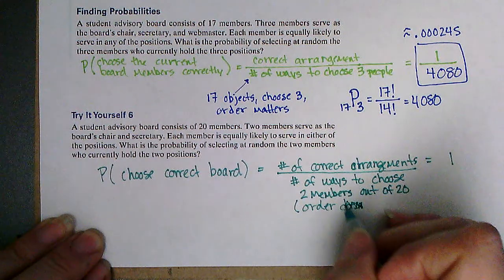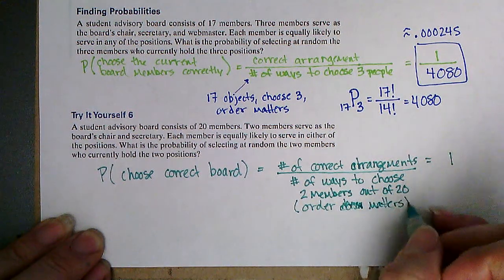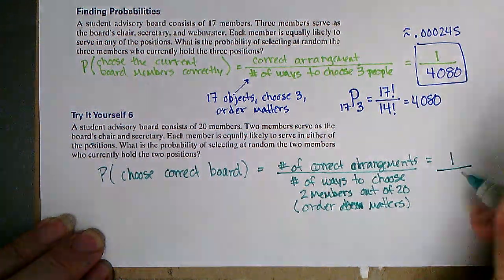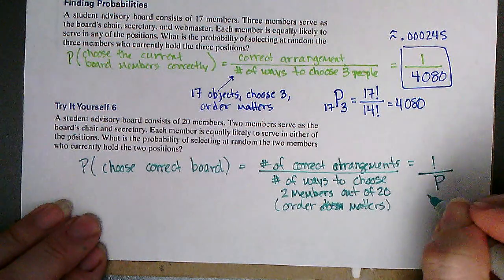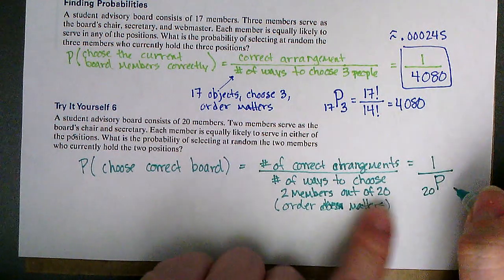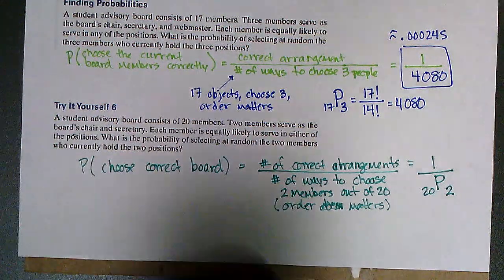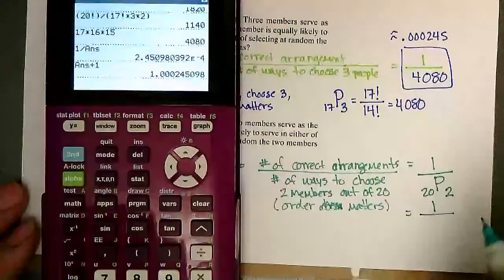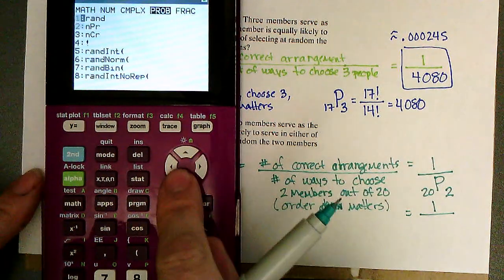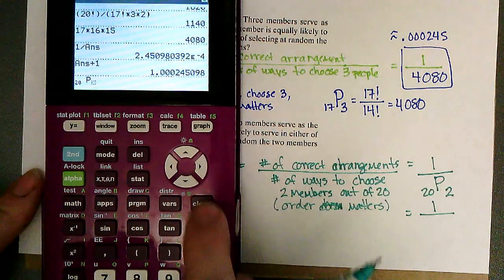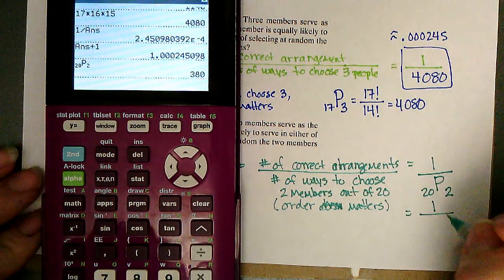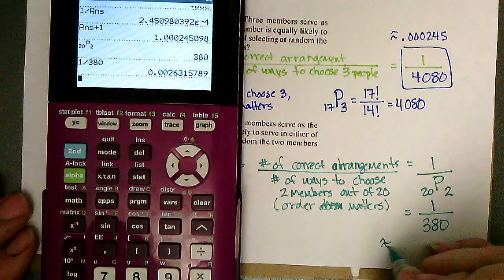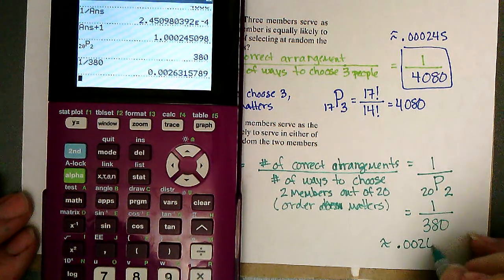Oh, order does matter. Order matters because I'm choosing a chair and a secretary. So that's going to be 1 divided by, since order matters, it's a permutation. We have 20 members that we're choosing 2 of. So I'm going to this time use my calculator to do the permutation of 20 objects taken 2 at a time, which is 380, which gives me a probability of about 0.00263.